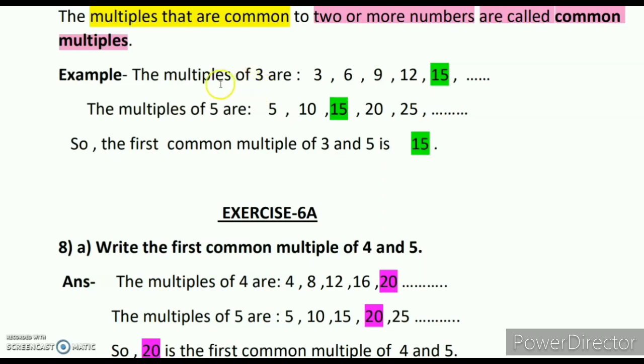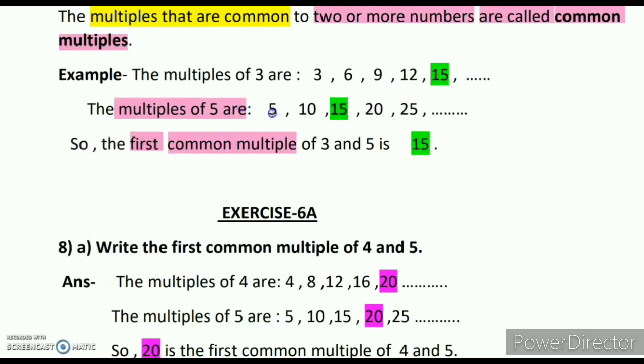In this example, we are just finding the first common multiple of 3 and 5. For this, we need to write all the multiples of 3, like 3 1s are 3, 3 2s are 6, 3 3s are 9, 3 4s are 12, 3 5s are 15, and it will carry on. Then we will write the multiples of 5.